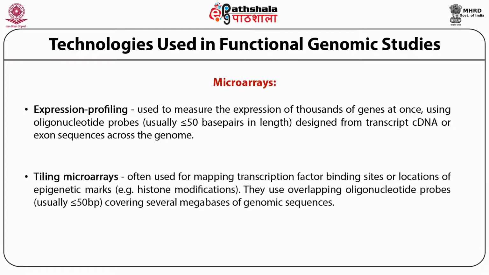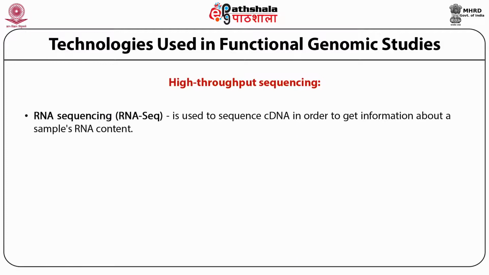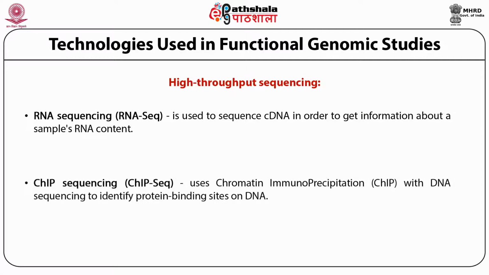Then the tiling microarrays, often used for mapping transcription factor binding sites or the location of genetic marks. They use overlapping oligonucleotide probes covering several megabases of the genome. Then the high throughput sequencing, that is RNA sequencing, is used to sequence the cDNA in order to get information about the sample's RNA content. Then ChIP sequencing uses chromatin immunoprecipitation followed by DNA sequencing to identify the protein binding sites in DNA.